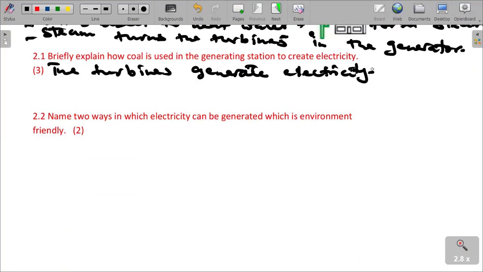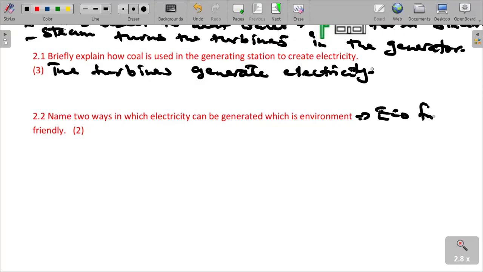And then name two ways in which electricity can be generated which is environmentally friendly. We are talking about ways through which electricity can be produced, whereby the production of that electricity is not endangering the environment. So environmentally friendly. This is also, we can say, eco-friendly in other ways.